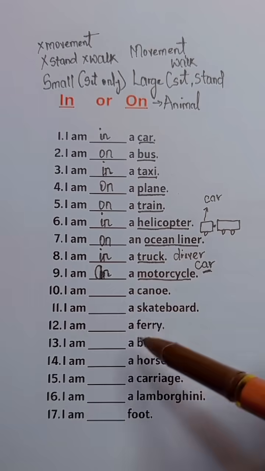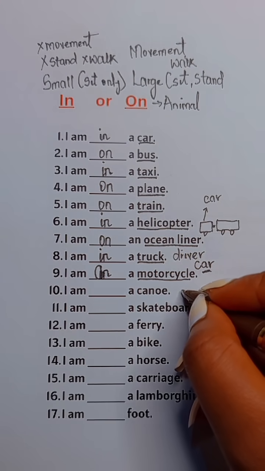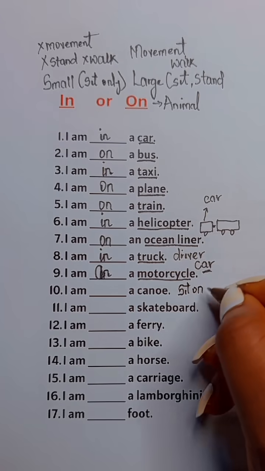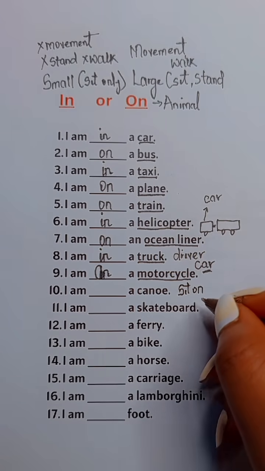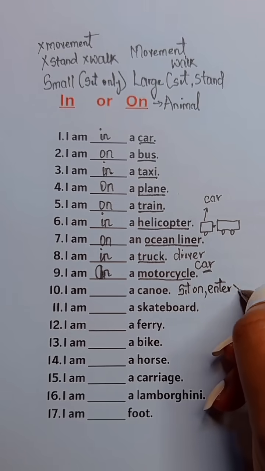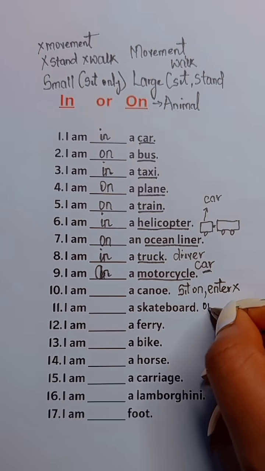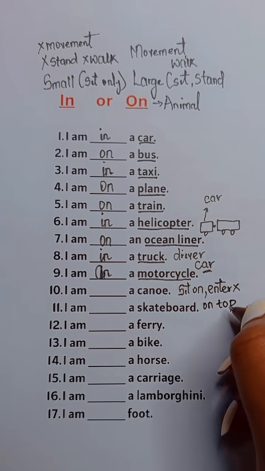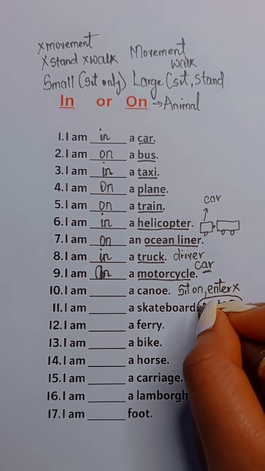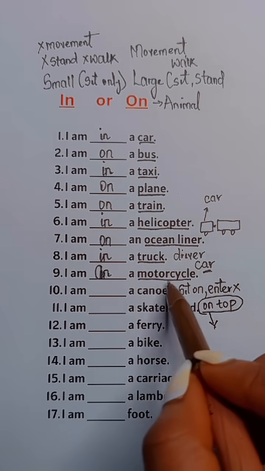We use on a motorcycle because a motorcycle is a vehicle that you can only sit on. It is not a vehicle that you enter. Okay, you don't enter inside. You can only get on top of a motorcycle or a bike and sit. Since you can get only on top, we use on. So I am on a motorcycle.